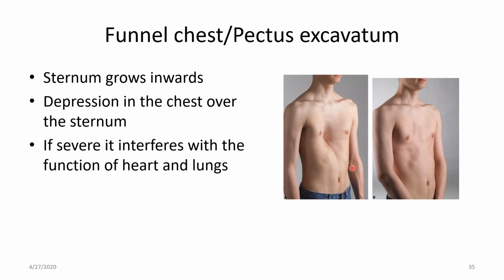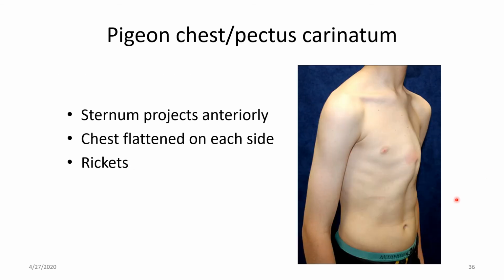Then funnel chest, which is also known as pectus excavatum. The sternum, you can see, is growing inwards. See here, compare the normal with this one. So it is growing inwards. There is the depression in the chest over the sternum. If it is severe, it interferes with the organs immediately behind, that is the heart and lungs. Then pigeon chest or pectus carinatum. The sternum projects anteriorly. The chest will be flattened on each side and it can be seen in rickets.